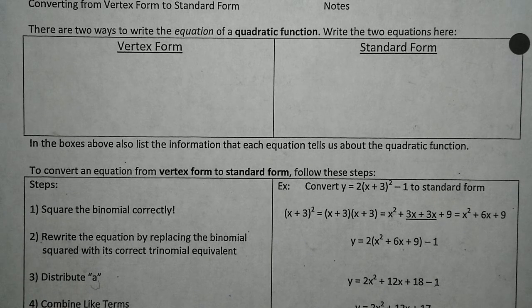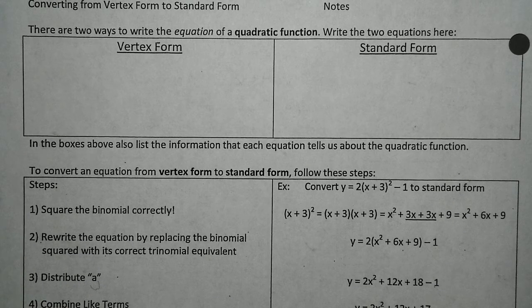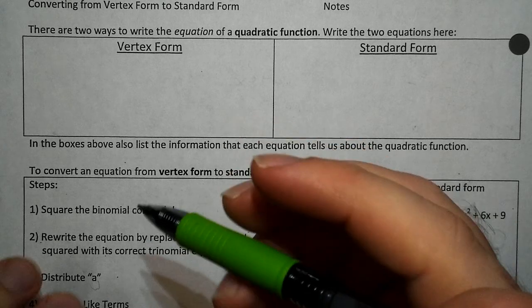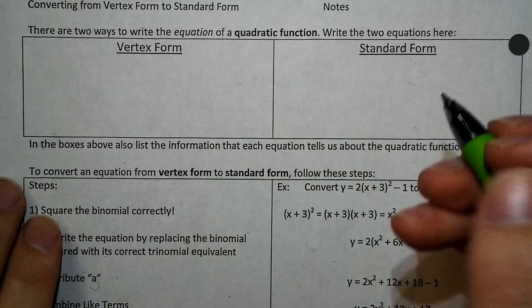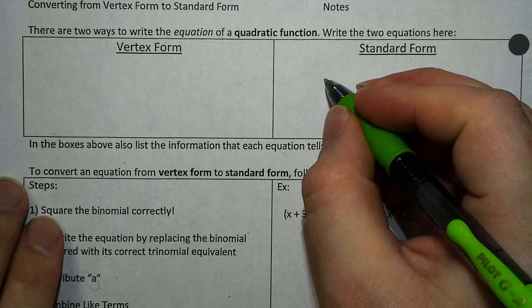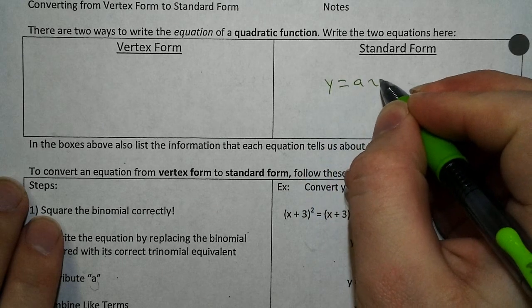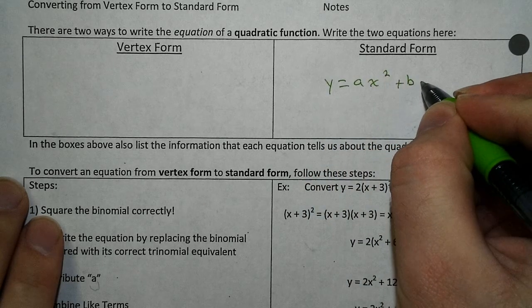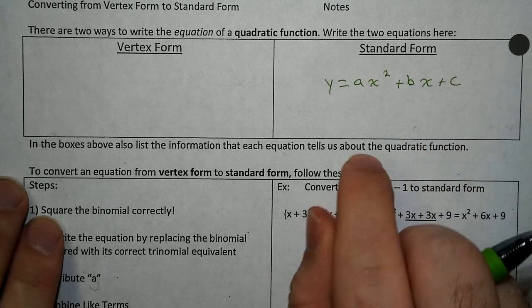Alright, this is the second page of the notes. We're continuing on vertex form for quadratic. Now, we know standard form is y equals ax squared plus bx plus c. We've been using that a lot.